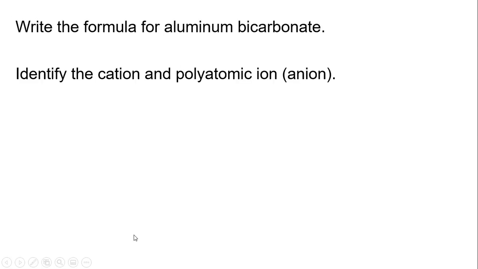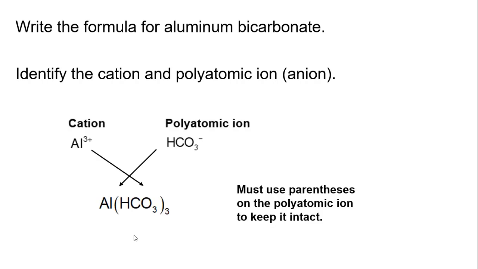Okay, so let's do some exercises to help you understand this. Write the formula for aluminum bicarbonate. The first thing you're going to do is break this up into the charges of what they are. So we have aluminum, which is in group 3, so it's got a 3 plus. And now we have bicarbonate.